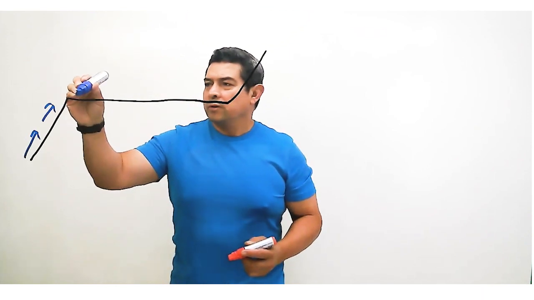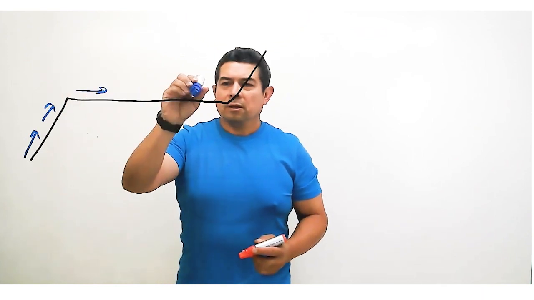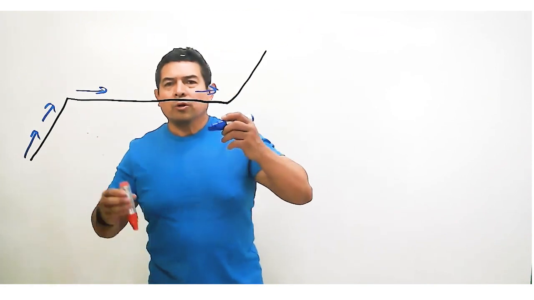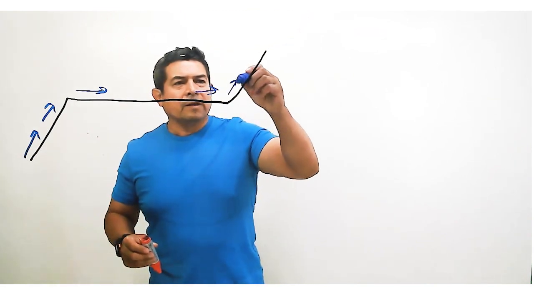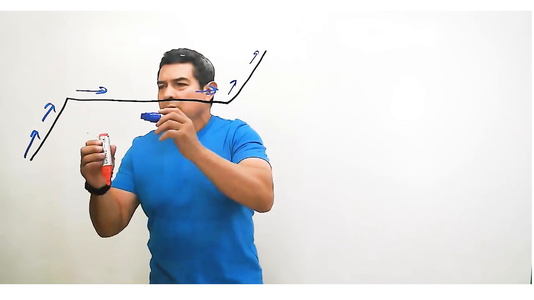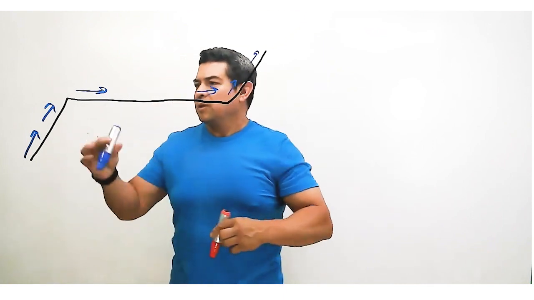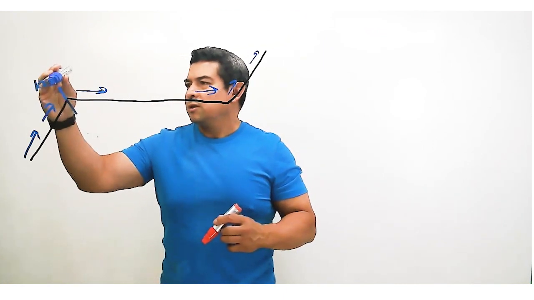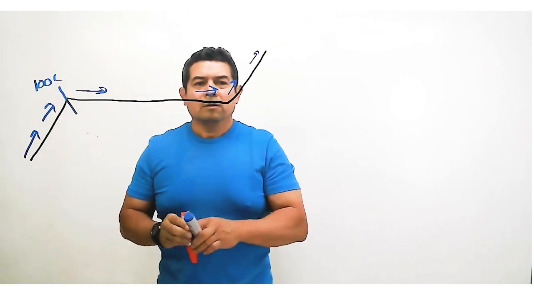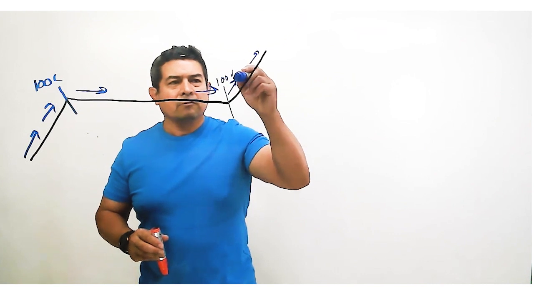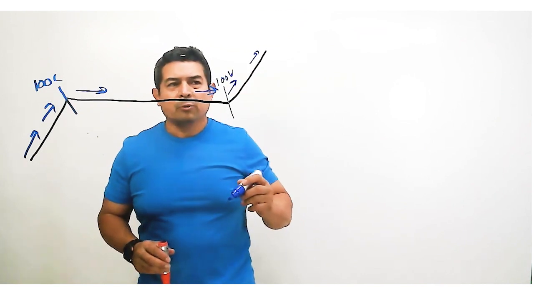Then we're going to come across like this, and we're going to boil the water off. We're going to evaporate the water. Then we're going to come up like this, and we're going to raise the temperature. Here we have 100% liquid right here. On this other side, we're going to have 100% vapor right there.